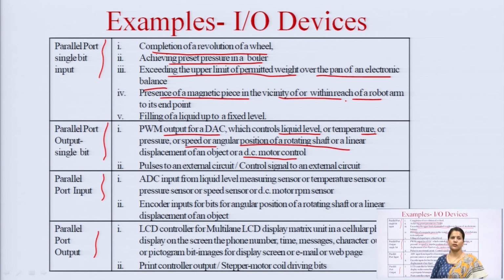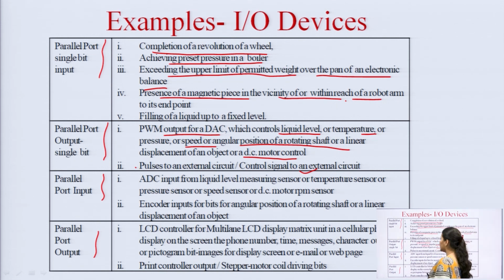All these are examples of the parallel port output pulses. Another example is the pulses or control signal to an external circuit. As we all know, whenever we give pulses or control signals to any external peripheral device, those pulses are given bit by bit. So, that is a perfect example for the single bit parallel output.